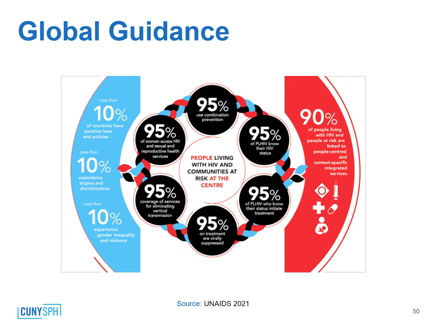Together, these targets reflect a comprehensive approach that goes beyond just treatment. It also emphasizes prevention, reproductive health, and equity of access. On each side, you'll see additional commitments that less than 10% of countries should maintain punitive laws and policies. Less than 10% of people should experience stigma and discrimination, and less than 10% should experience gender inequality and violence. Finally, 90% of people living with HIV or those at risk should be linked to people-centered, context-specific integrated services.